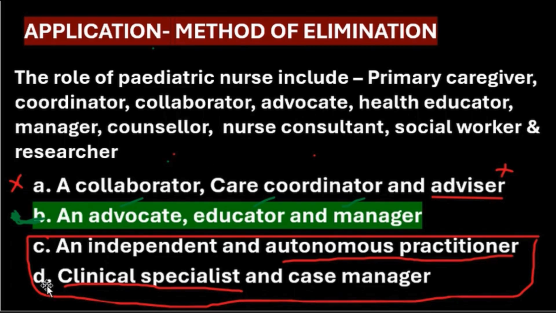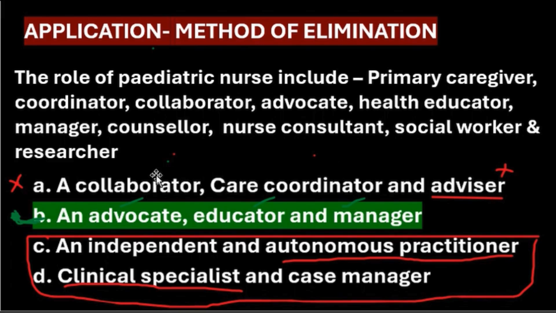Here, C and D we can eliminate straight away, because an independent and autonomous practitioner is a clinical nurse practitioner, which is another kind of scope, and clinical specialist and case manager is also another kind of specialist. So these options we can remove. So the pediatric nurse will be either a collaborator, care coordinator and advisor, or an advocate, educator and manager.